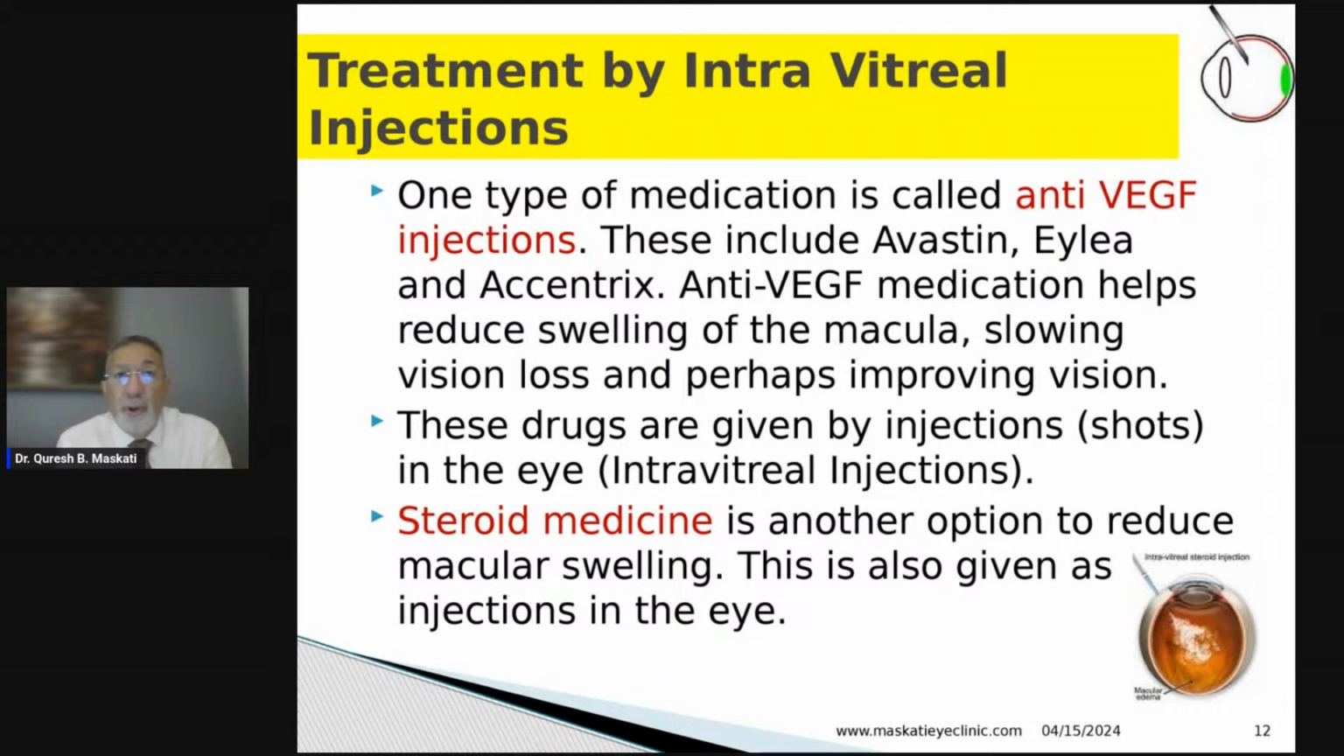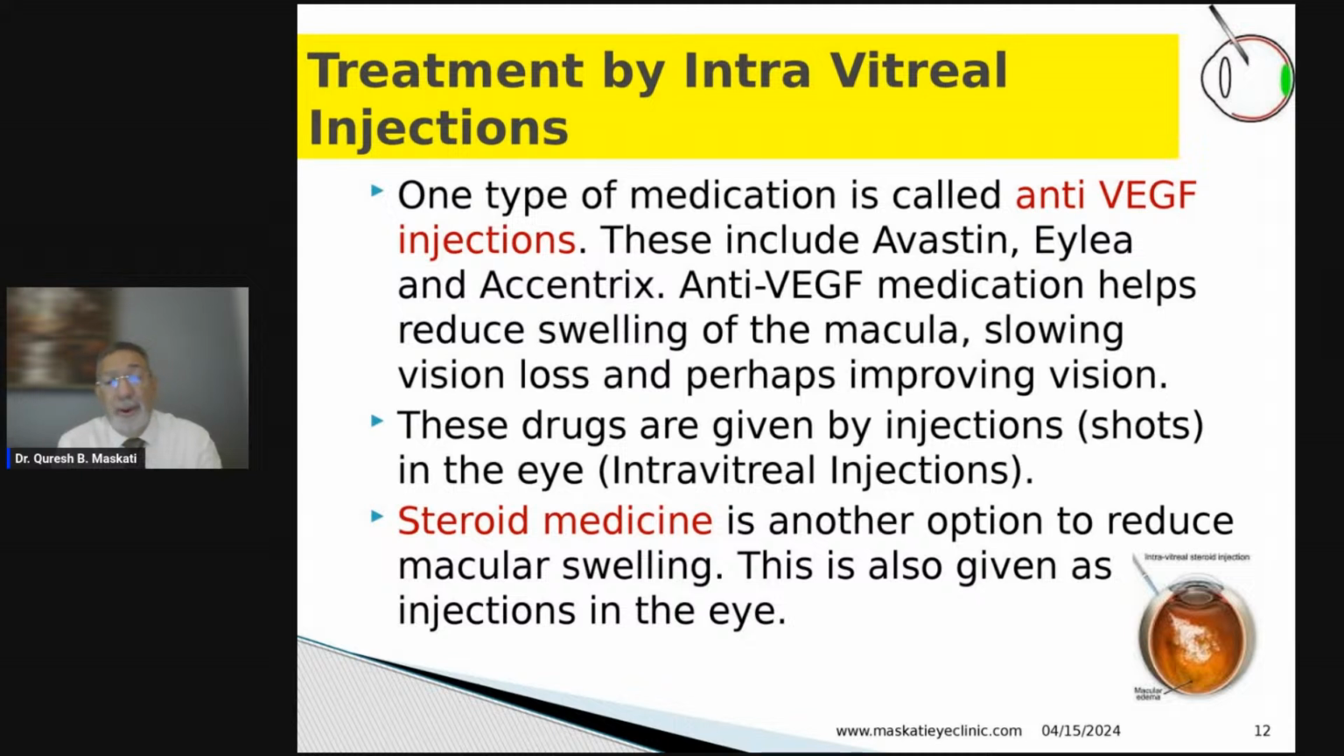This is not the forum to discuss pros and cons, but all these anti-VEGF medicines help to reduce the swelling of the macula. They slow the vision loss and can perhaps improve vision. They're given by injections in the eye, as you can see in the picture above, where the injection is going behind the lens in the jelly of the eye, the vitreous. This is a color picture of the same. They are called intravitreal injections.